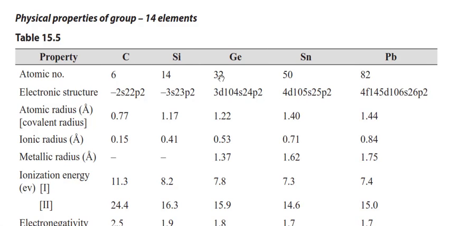These are the physical properties of group 14. So if you are observing here, this is the atomic number, and with increasing atomic number, the atomic radius always increases, because you are adding 1 more shell. Similarly, ionic radius also always increases.